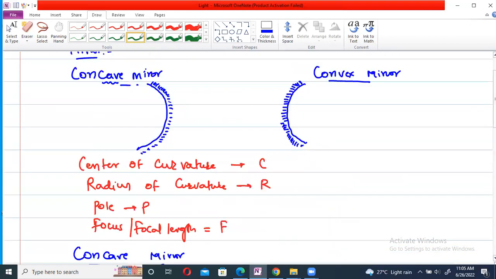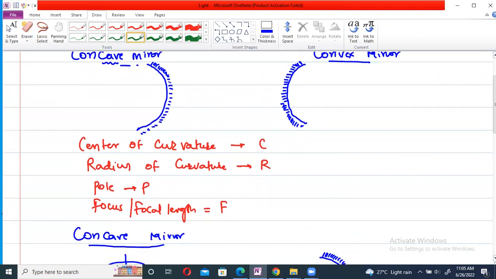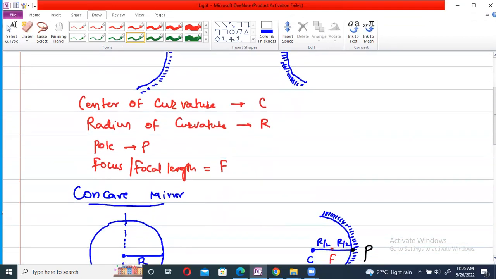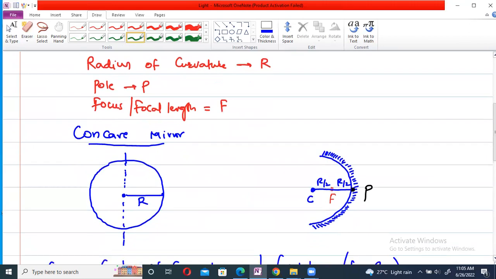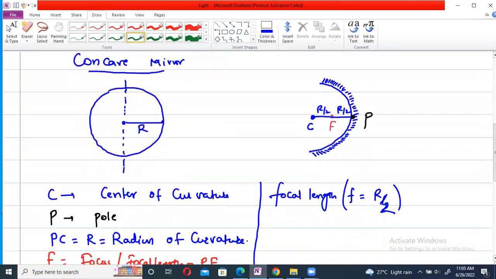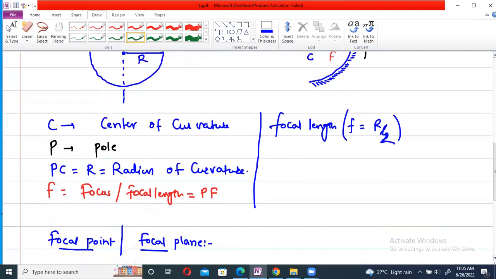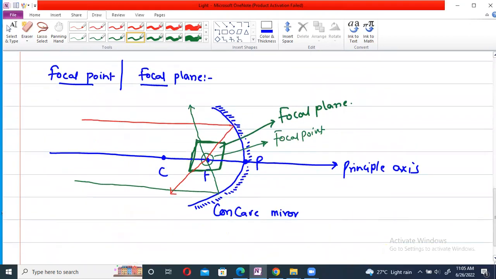First of all, what did we discuss in this one? We discussed the concave mirror and convex mirror. The terms we have to learn are center of curvature, radius of curvature, pole, focus, and focal length. Then how to identify center of curvature, pole, radius of curvature, focus, focal length. Then focal point and focal plane, everything we have discussed here.